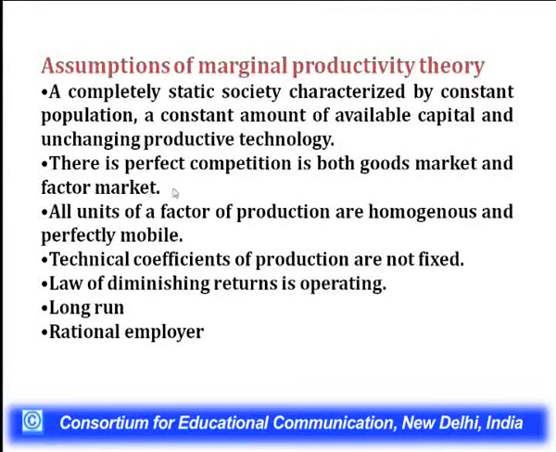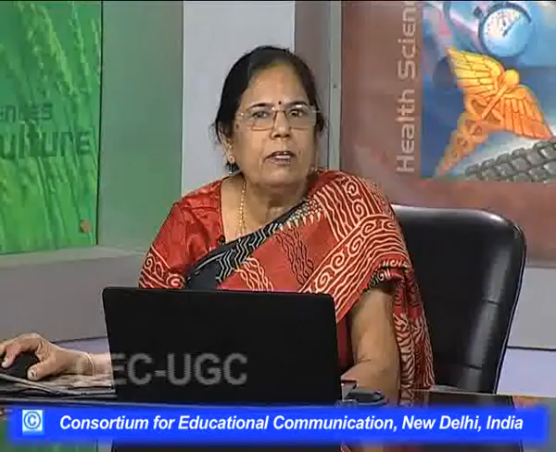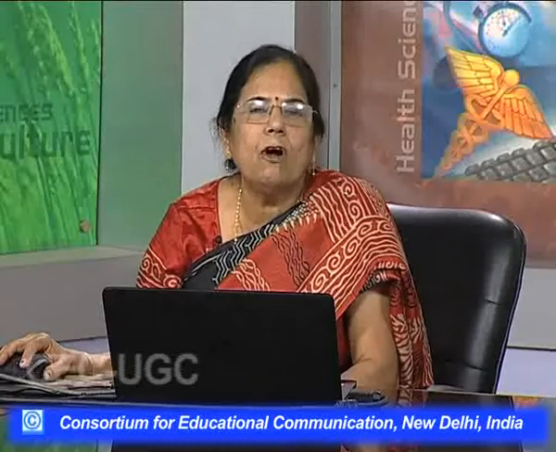Similarly, in the factor market, for example, we take the case of the labor market. In that case, we see that average wage is equal to the marginal wage, and this wage rate is determined in the industry by the intersection of demand for and supply of labor, and a firm cannot control the wage rate. All units of the variable factor are homogeneous, of the same quality, and perfectly mobile; they can move from one firm to another, one industry to another. This is also an assumption. Then, technical coefficients of production are not fixed.